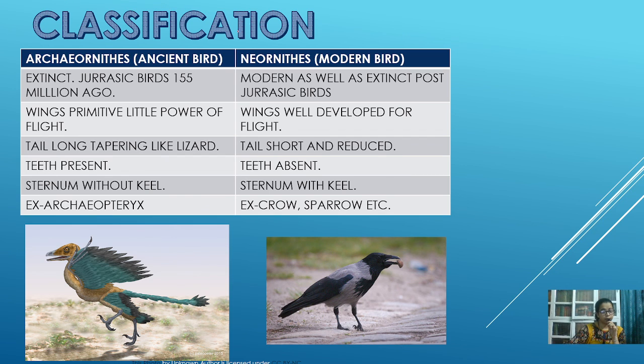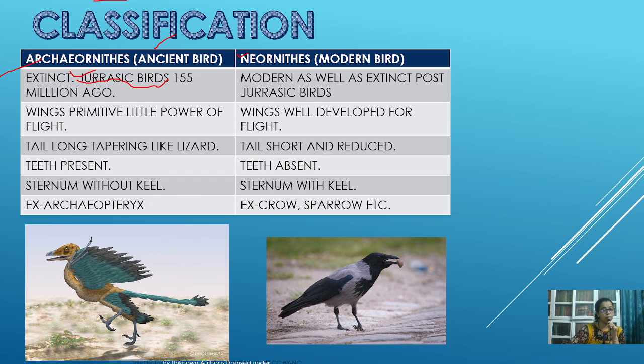Next, moving to the classification, depending upon whether they are ancient or modern birds, they are divided into 2 classes: Archaeornithes, the ancient birds, which have characteristics of both the reptilia as well as the modern birds, and Neornithes, which have modern bird characteristics. Archaeornithes are already extinct. They are no longer found nowadays, and they were present during the Jurassic time period. Those are the Jurassic birds.